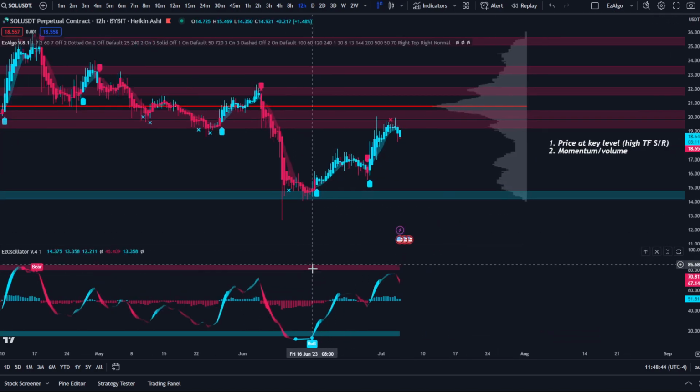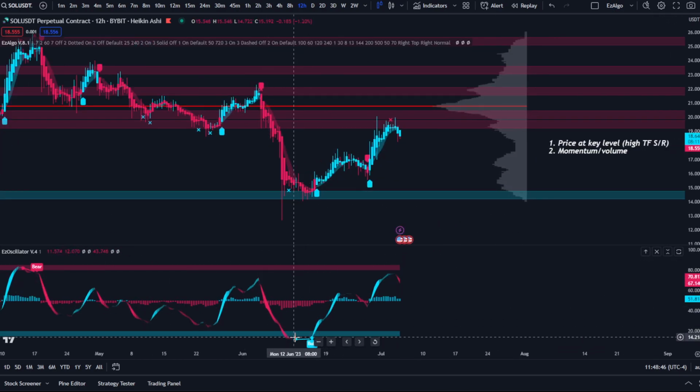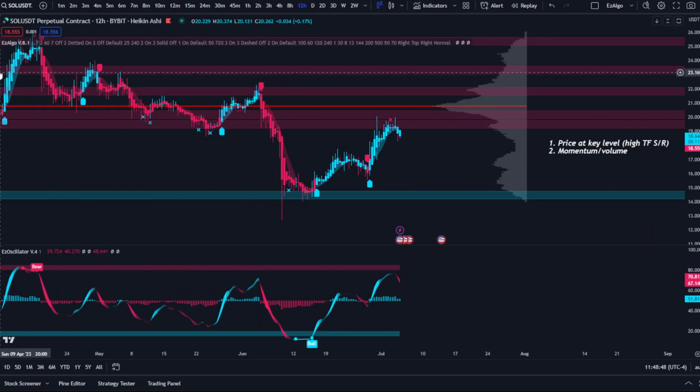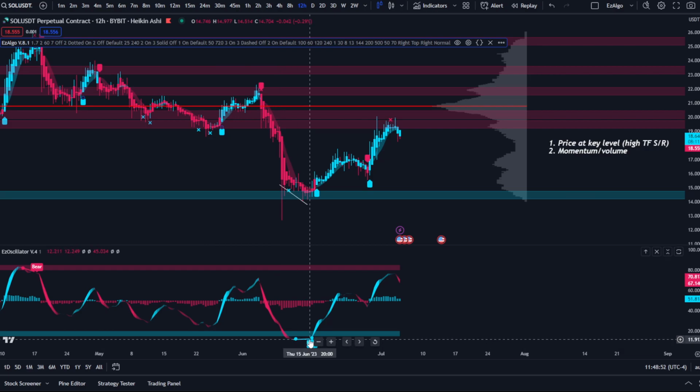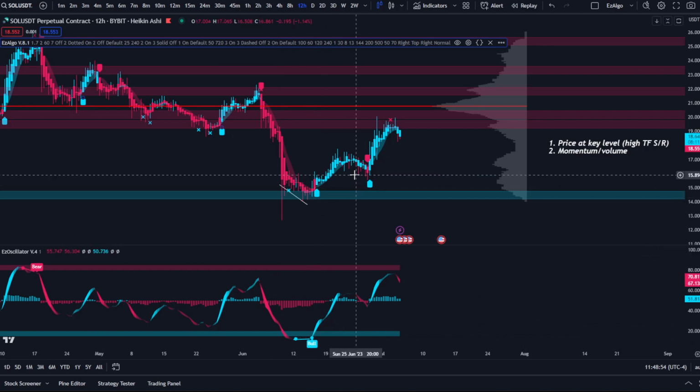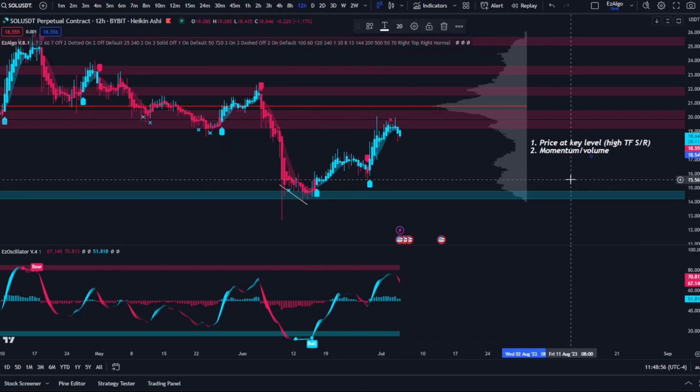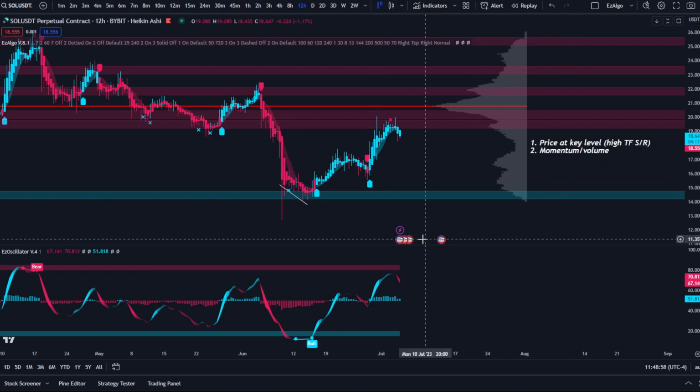If the momentum is in the oversold zone, right, we have some of these buy dots on the EzAlgo Oscillator, we're making bullish divergences, right? Price is forming new lows as momentum is increasing to the upside, and we're at a key level. That is confluence for me. I will enter a long position just off of those two alone.